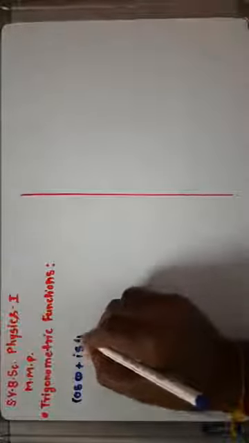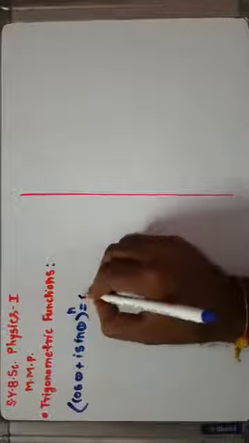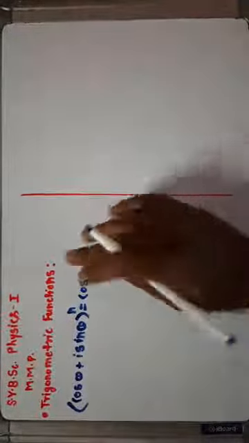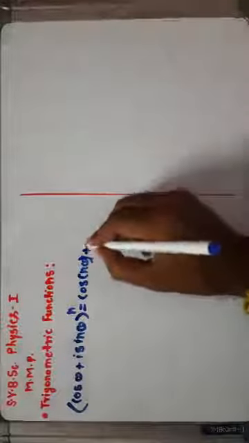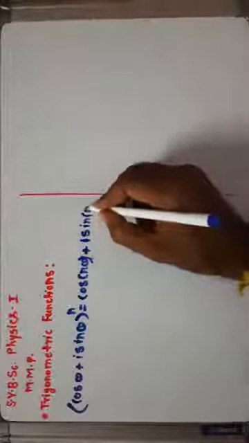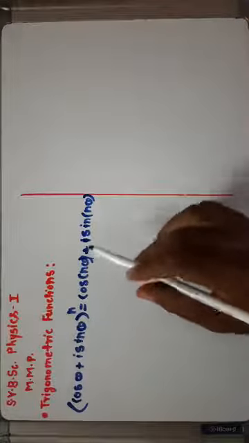Good morning, students. In the last lecture, we discussed the statement of De Moivre's theorem: (cos theta plus i sin theta) raised to n is equal to cos n theta plus i sin n theta. This De Moivre's theorem we already discussed in the last lecture.